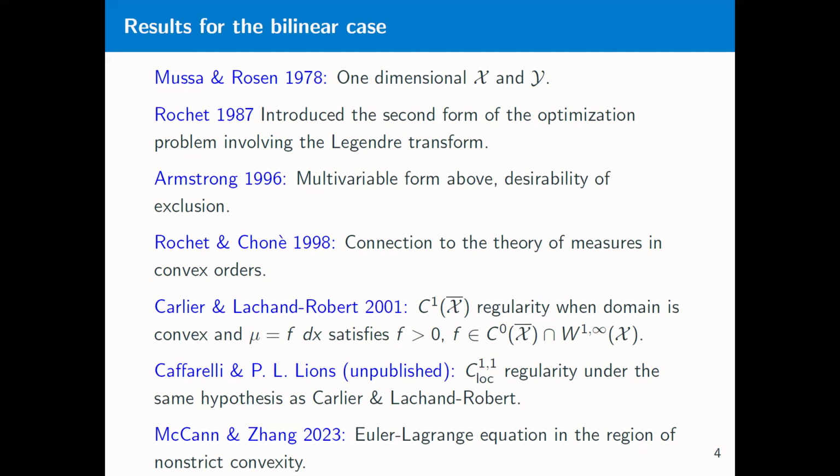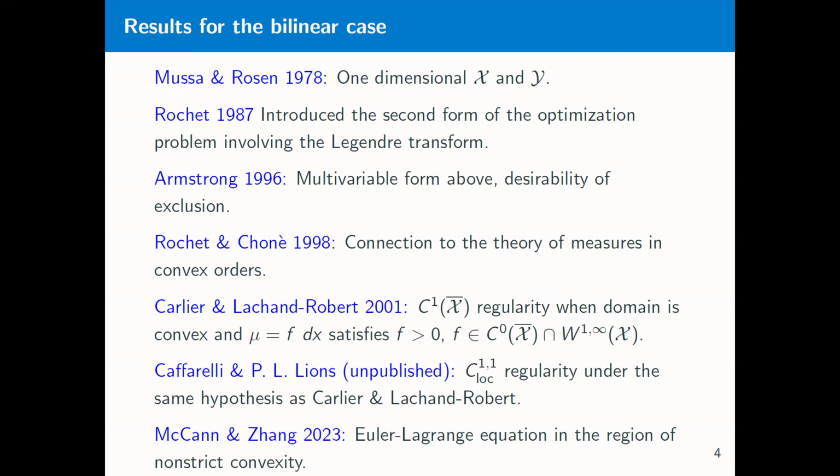Rochet and Choné were the first to look a bit at this theory of convex orders that we're going to do. And then more recently, some regularity aspects of the problem were considered. Notably, Carlier and Lachand-Robert proved C1 regularity to the boundary under an absolute continuity condition on your distribution mu, and some convexity conditions on the domain. This was strengthened in some unpublished work by Caffarelli and Lyons.